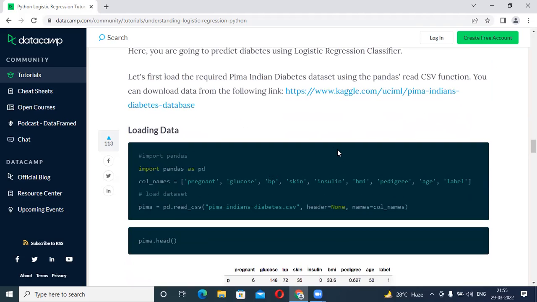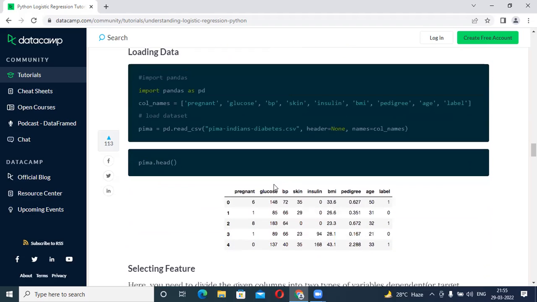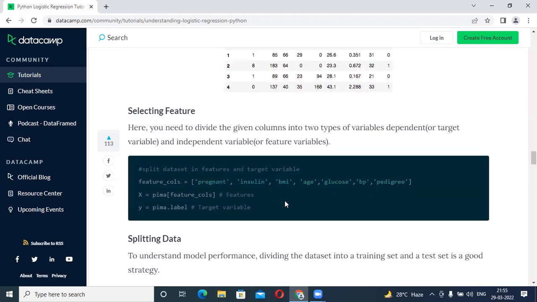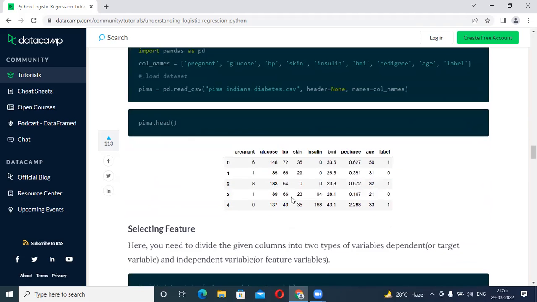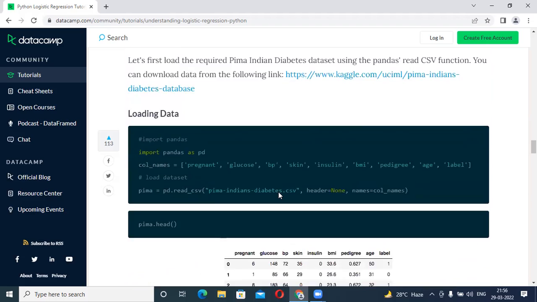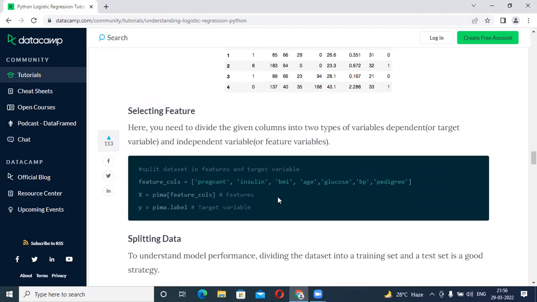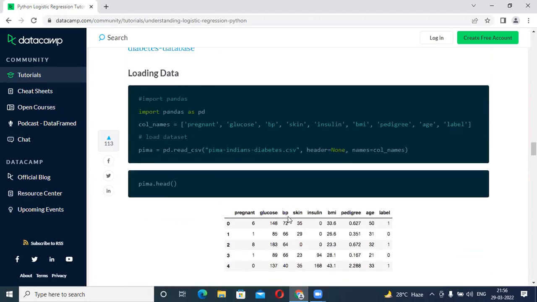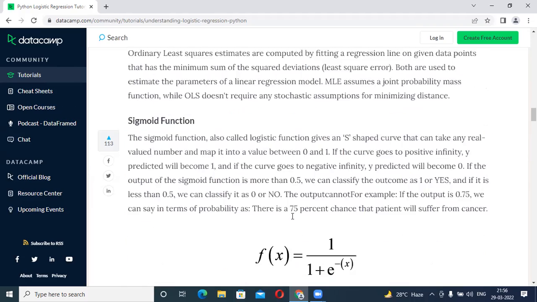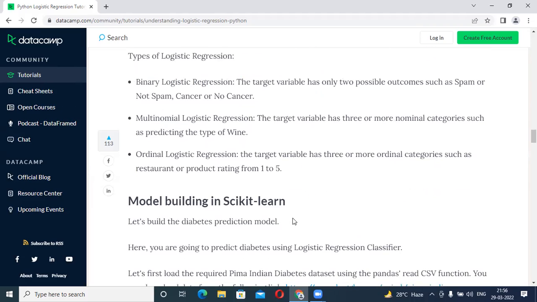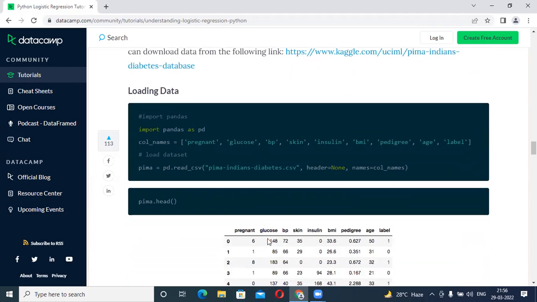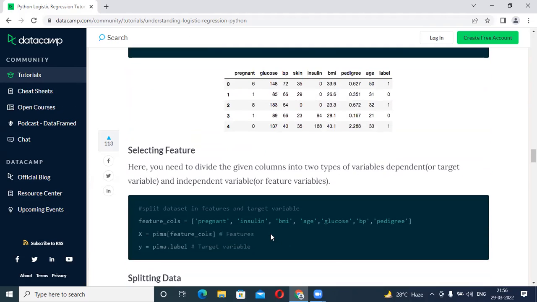So this part is the same for any regression analysis. If we see the database, this part is the same for any machine learning algorithm.